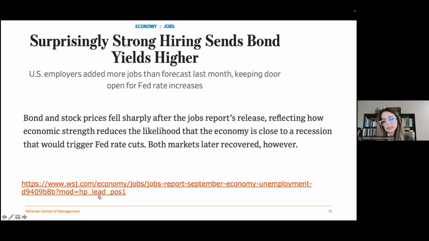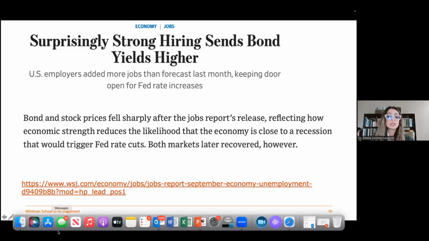But on the contrary, this strong hiring send a signal that the Federal Reserve Bank may not cut the interest rate going forward. So therefore, the bond market got panicked, and then they started to sell more, and then which the bond yield goes up because they are inversely related.